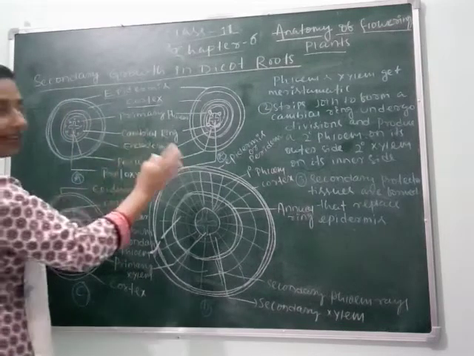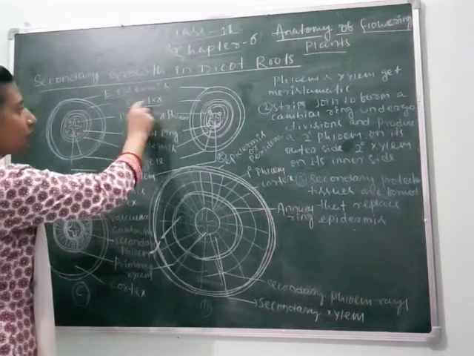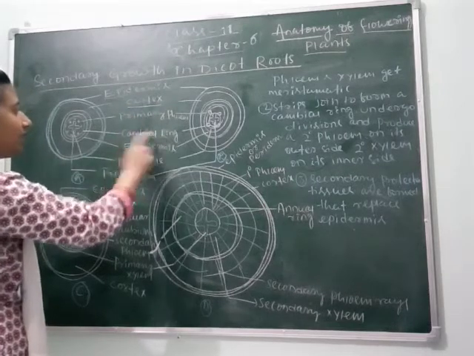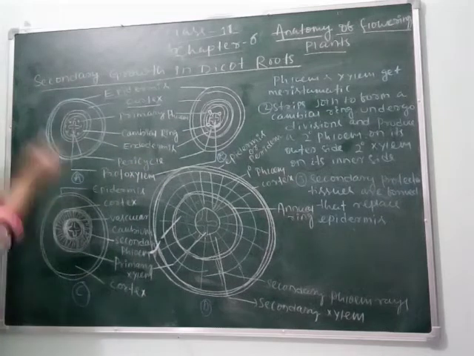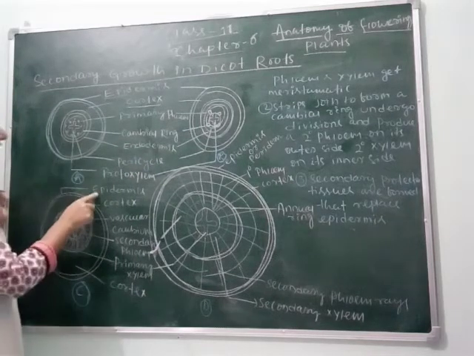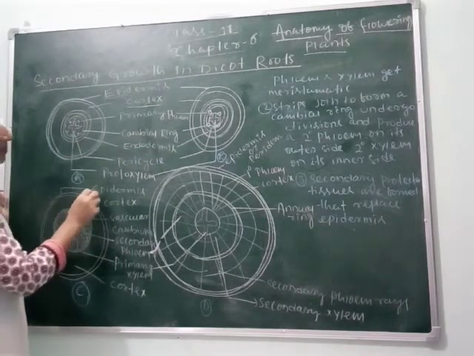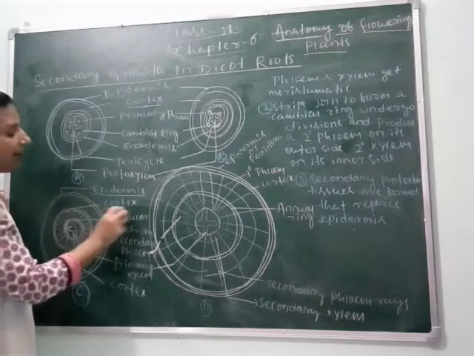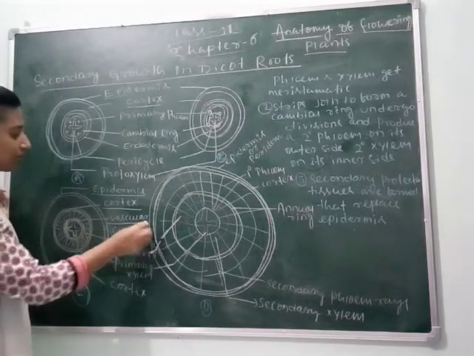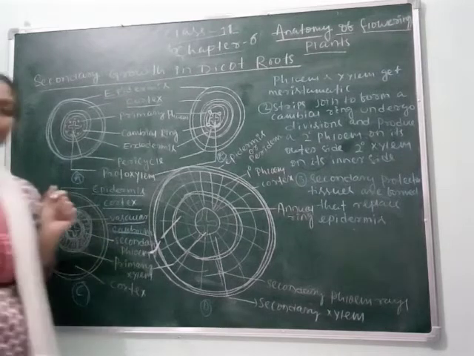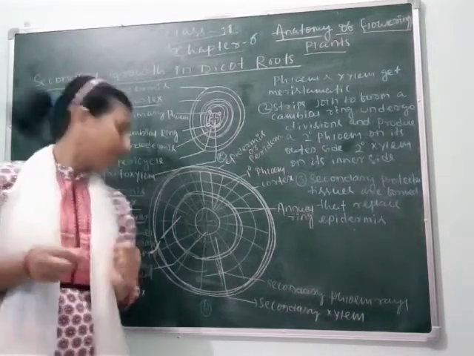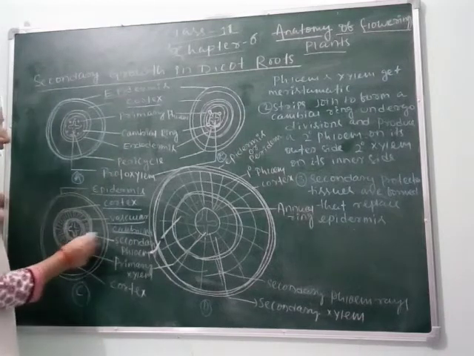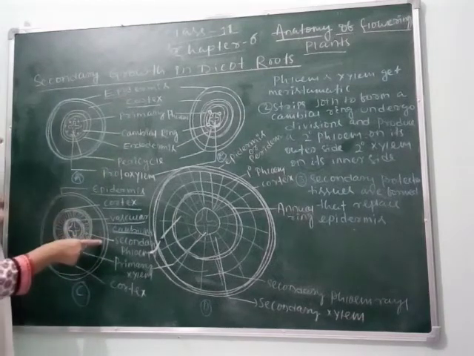You can see the diagram and the labeled parts: epidermis, cortex, primary phloem, cambium ring, then endodermis, pericycle and protoxylem. The next diagram represents exactly the same, but the difference is first layer epidermis, second layer cortex, third layer vascular cambium. Vascular cambium means the cambium which forms in or around vascular bundles. Then this is secondary phloem. Why is this secondary phloem?